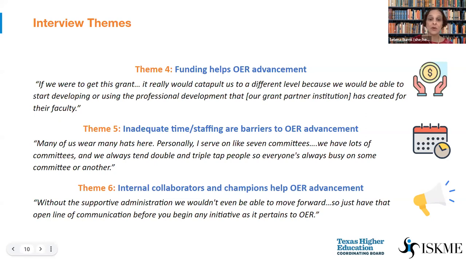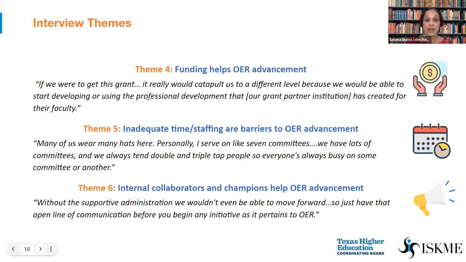Inadequate time and staffing were barriers to OER advancement. Some of the institutions we interviewed were in locations that were more remote. Their schools were more under-resourced. While we saw at some institutions that the pandemic really pushed schools toward OER, at other institutions, because OER is so dependent on faculty and librarians and other staff and administrators donating their time, the pandemic was really a barrier because faculty were busy and there was a lot of turnover.